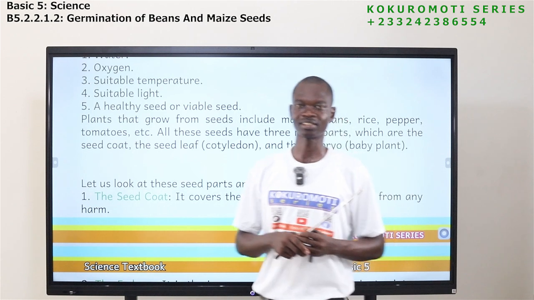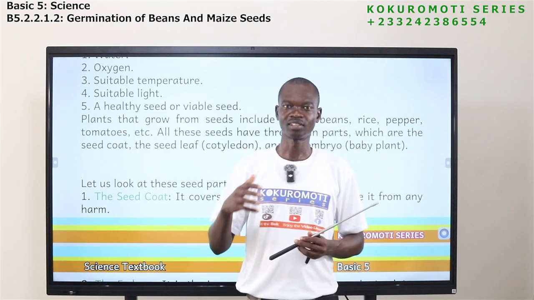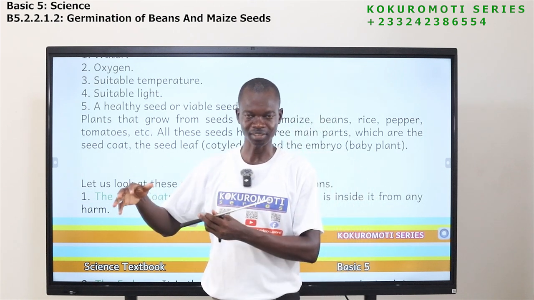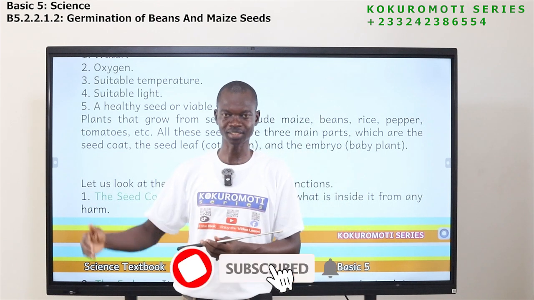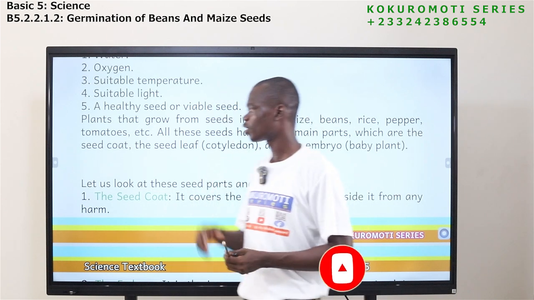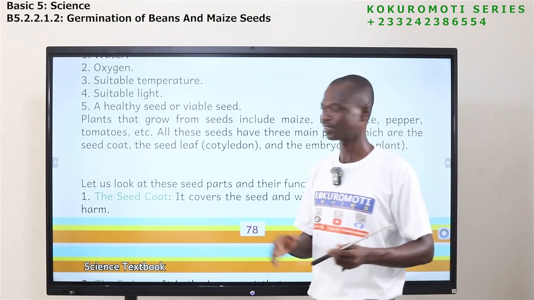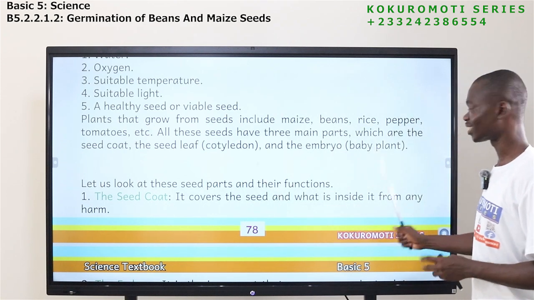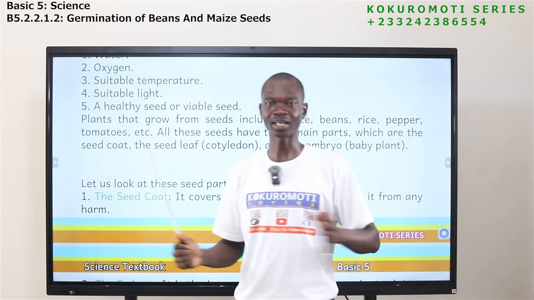And let me tell you that we have different parts of plants. For some plants we use the stem as planting material, or for reproduction. Some too we use the seed. We are talking about seed. So the seeds that we have all have 3 parts. We have the seed coat, the seed leaf, that is cotyledon, and the embryo, that is the baby plant. So these are the parts that seeds of plants have.